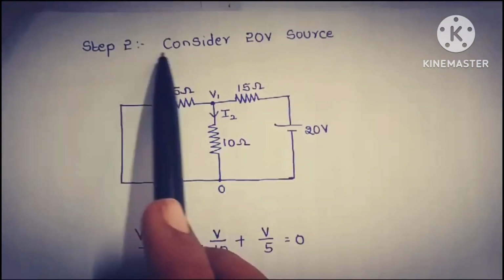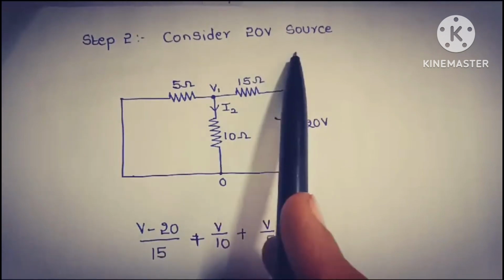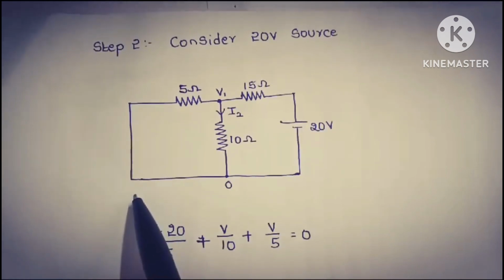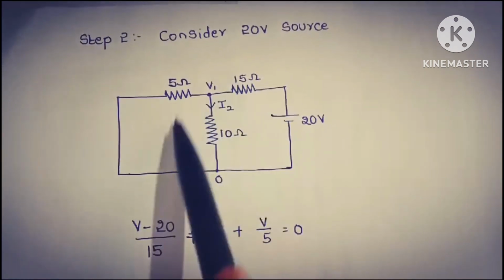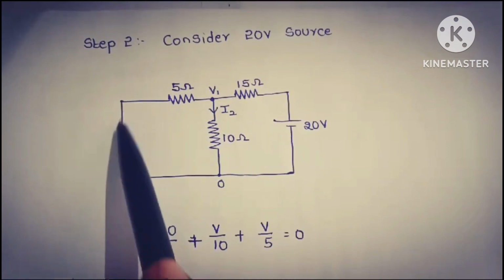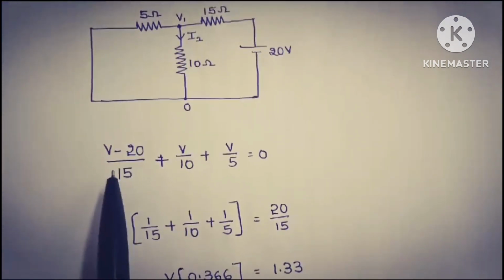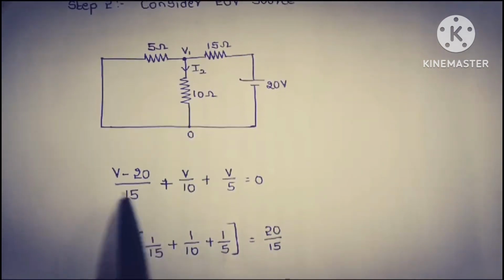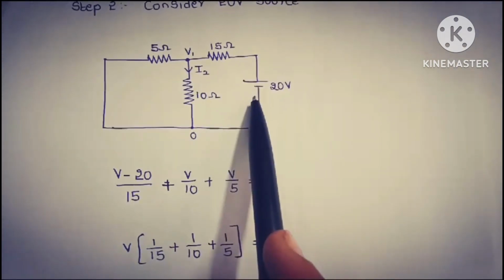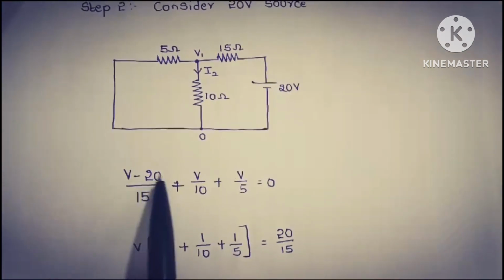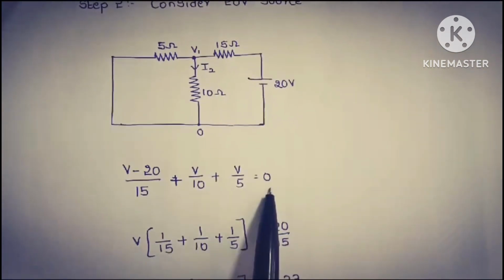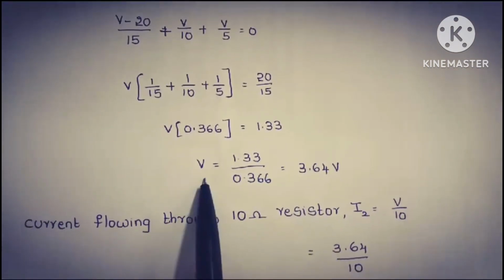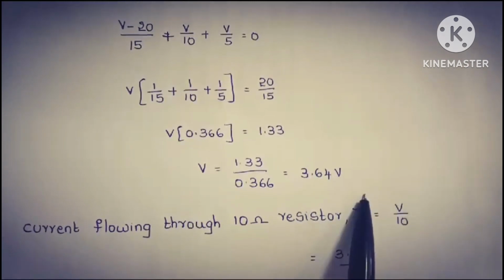So in step 2, we are going to consider the 20 volt source. Therefore, when we consider the 20 volt source, the 25 volt source has to be shorted, and we apply nodal analysis. Here in the first part there is no voltage source, therefore we write V/5 + V/10 plus, in the third part we have a voltage source, so we write (V - 20)/15 = 0. When we solve this equation, we get the voltage V = 3.64 volts.